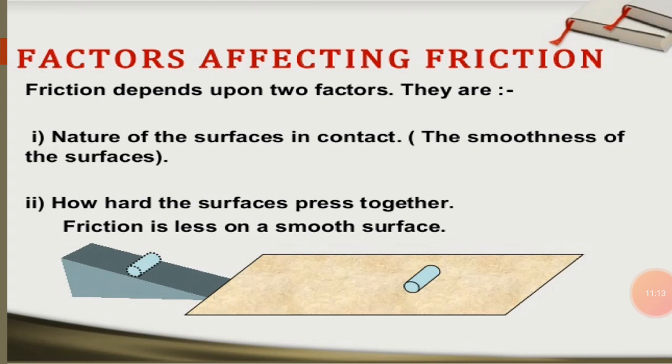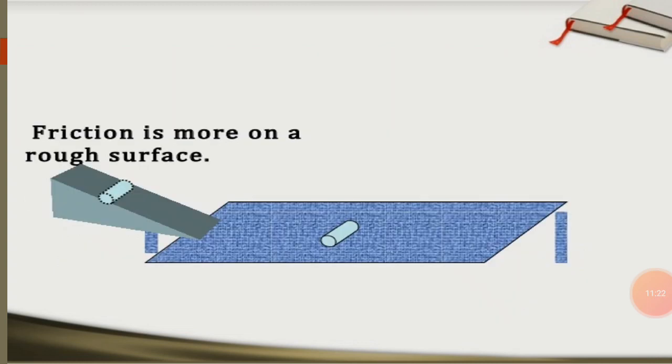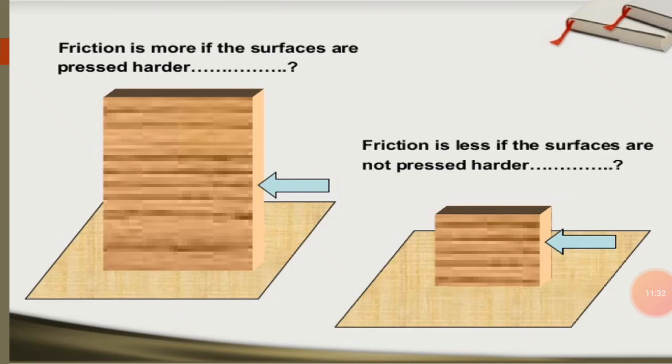So the second factor is the dependence of friction on the force with which the two surfaces are pressed together. I have already told you with the help of an activity that friction is more on a rough surface and less on a smooth surface. Now, friction is more if the surfaces are pressed harder, and less if the surfaces are not pressed harder. So this is clear to you with the help of this activity.